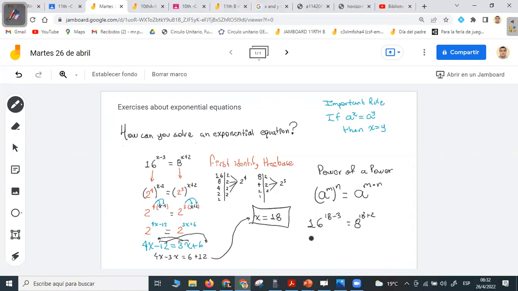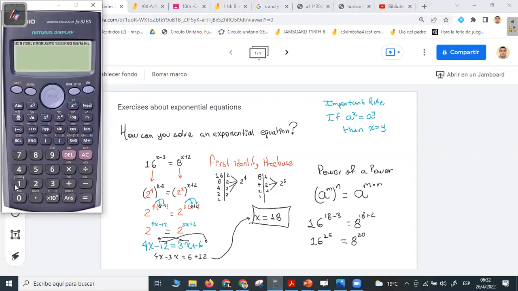Well, 18 minus 3 is 15, so we're going to have 16 to the power of 15 equals 18 plus 2, which is 20, so 8 to the power of 20. In the calculator, we can check it. What is 16 to the power of 15? It gives us a very huge number. And then what is 8 to the power of 20? The same number. If you see, it's pretty huge, but it's practically the same in both cases. The same answer, that's why it doesn't change.